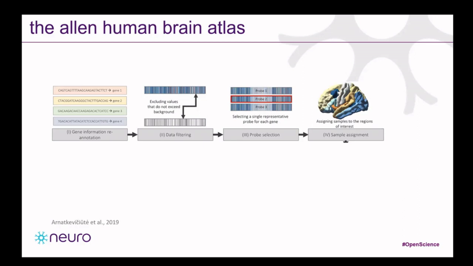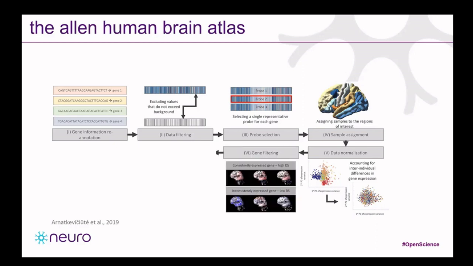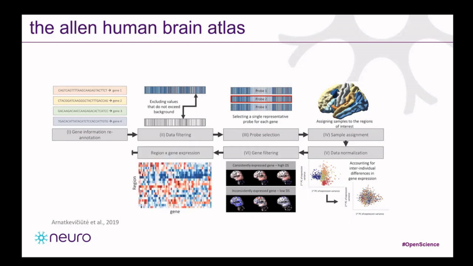How do I associate my brain section from those donor brains to an actual ROI that I'm interested in? How am I going to account for individual variants across these 6 brains? Am I going to filter out the genes that are really variable across the 6 brains? Am I only going to keep those that are very stable, or how am I going to quantify that variability? Yeah, this is the gene filtering.